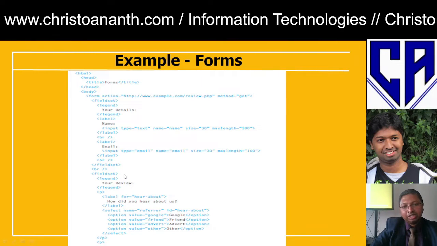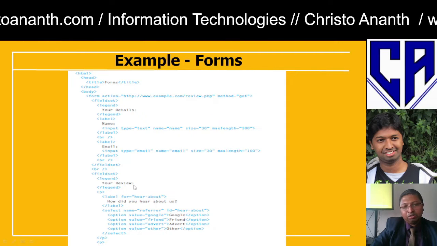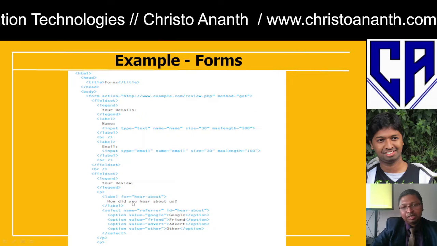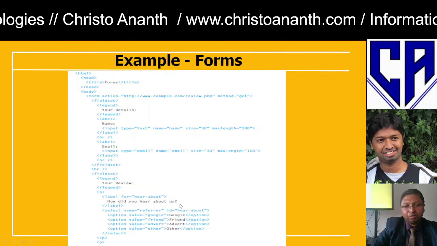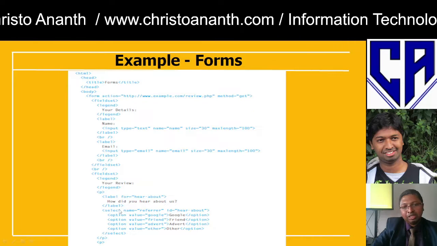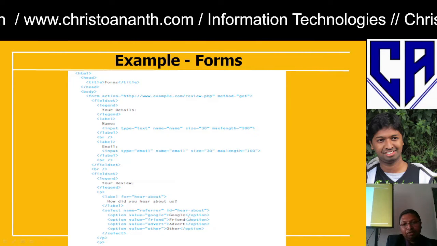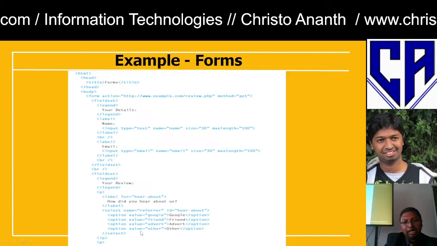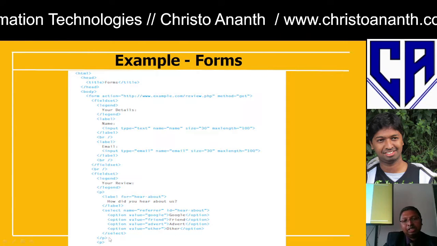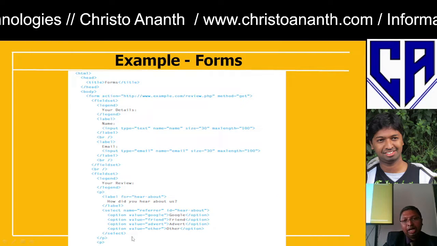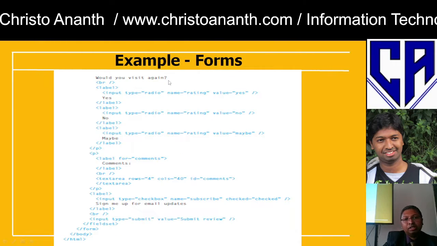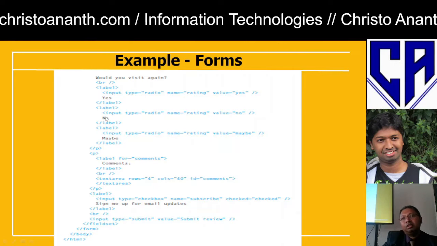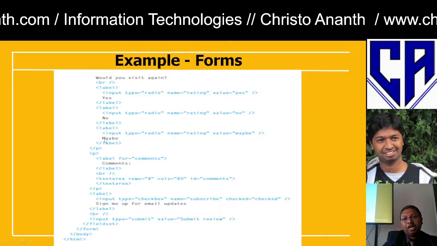Once again you start with another field set, legend, your review. Then you close the legend. Then you have a paragraph tag, with a label you specify, how did you hear about us. Then you close the label tag. Now you have the select name, the referrer. You go with the option value Google, friend, advert and other. Then you close the select tag, close the paragraph tag. Then again in a paragraph, would you visit again. Now for yes and no you specify the radio button, whether it is yes or no, or maybe.